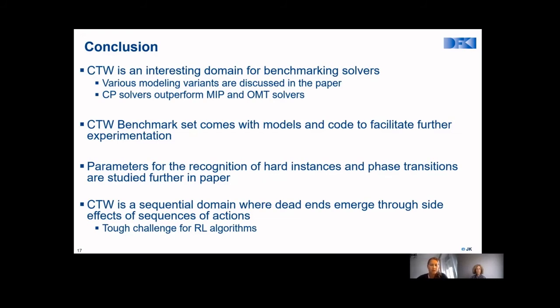The CTW benchmark set is available online and comes with models and code to facilitate further experiments on this benchmark set. We further study parameters for the recognition of hard instances and phase transitions in the paper. And finally, CTW is a sequential domain where oftentimes many dead-end states emerge through side effects of sequences of actions. This makes the CTW domain a tough challenge for reinforcement learning algorithms.